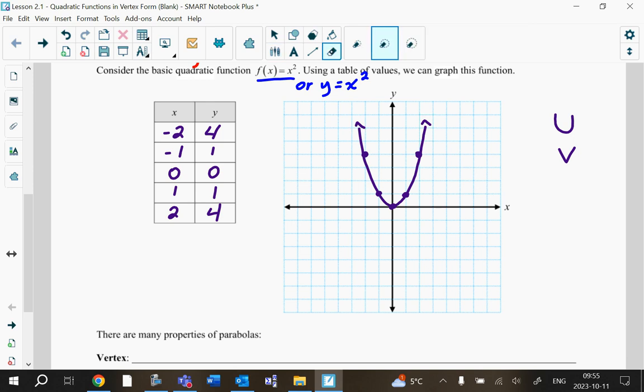This is the most basic one. Okay? And this is our parabola.